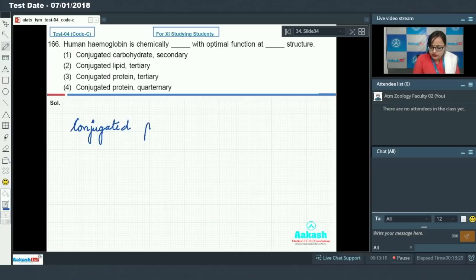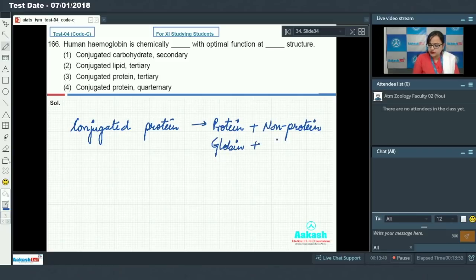Conjugated protein क्या होते हैं? Where a protein is associated with a non-protein component. Protein plus non-protein component. And in case of hemoglobin, globulin protein is associated with heme group. And specifically, hemoglobin is a metalloprotein.